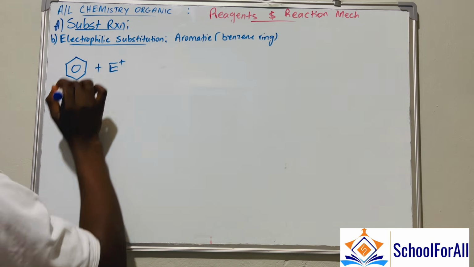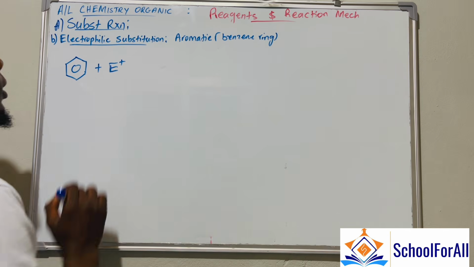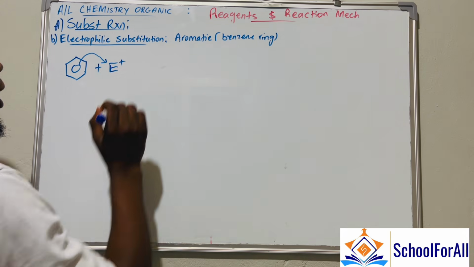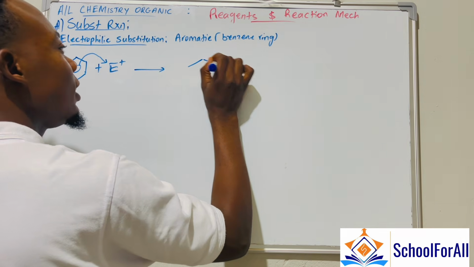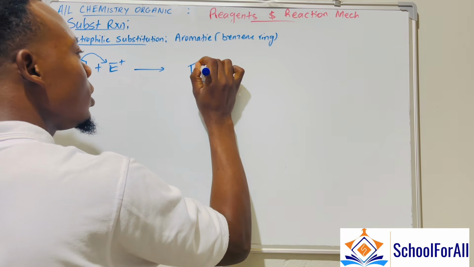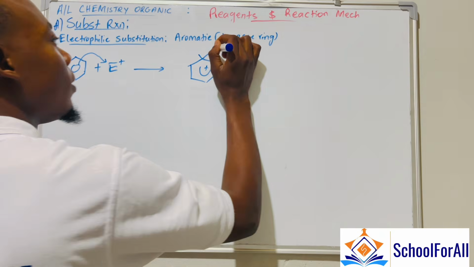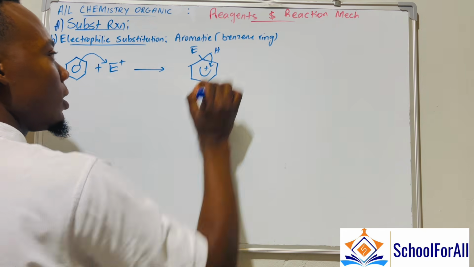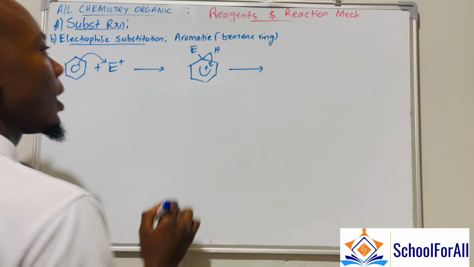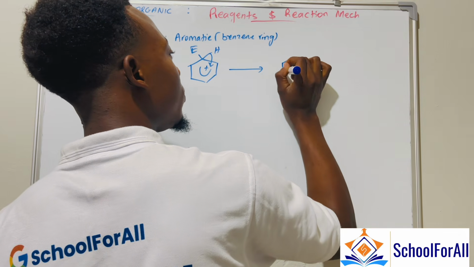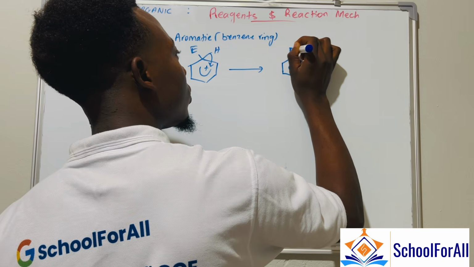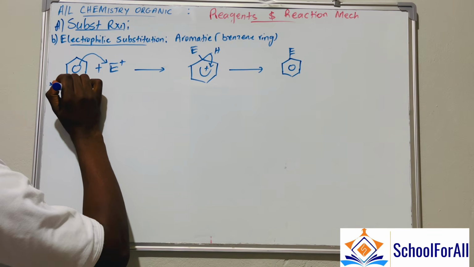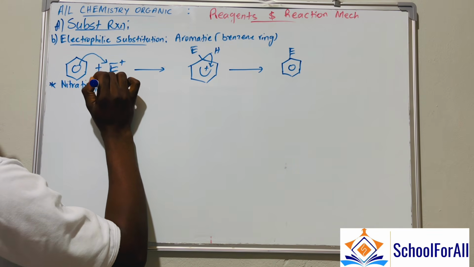So what happens is that the electron density in my benzene ring will come, and this is what we call the attack of the electrophile. Then I'm going to produce an intermediate species. This intermediate species will have an H here and my electrophile will be here. This bond will come and replace it here, and lastly I'm going to have my molecule in which it is substituted.